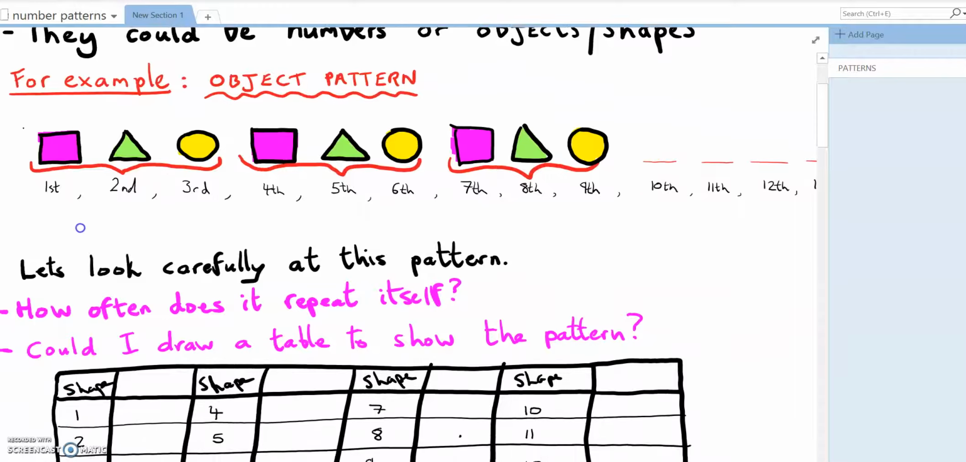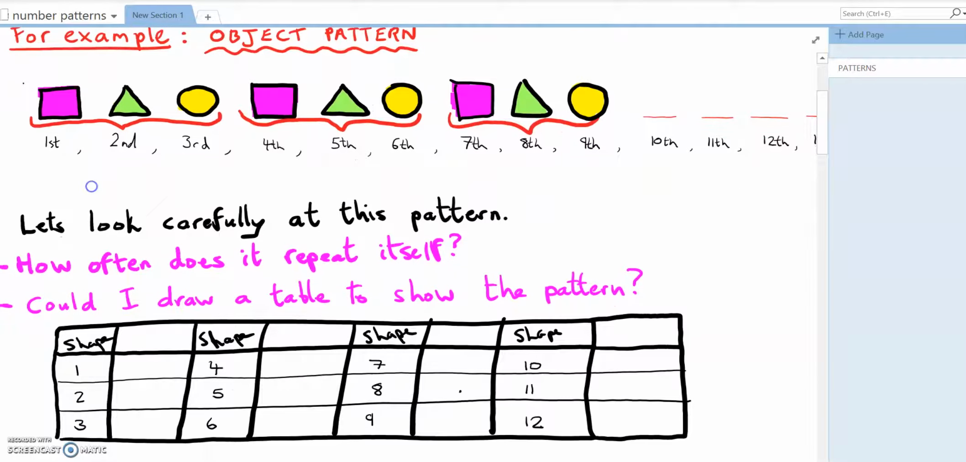Now, I could draw a table to show this pattern either. So I know the first few shapes. The first shape is a box. The second shape is a triangle. The third shape is a circle. The fourth shape is a box. The fifth shape is a triangle. The sixth shape is a circle. The seventh shape is a box. The 8th shape is a triangle. The 9th shape is a circle.